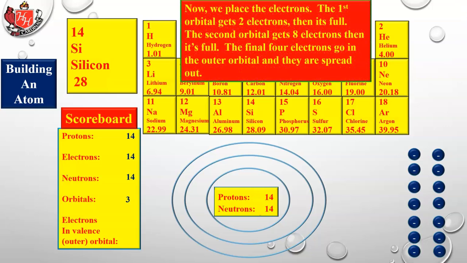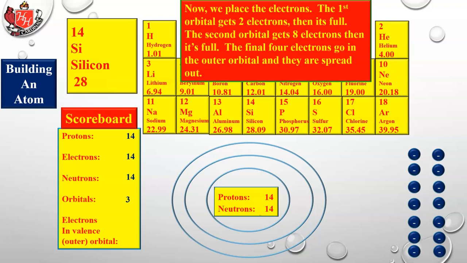Okay, now we place the electrons. The first orbital gets 2 electrons. That's because there's 2 elements in the first row, so it can only hold 2 electrons. That's how you know how many electrons that orbital can hold. The second orbital gets 8 electrons, then it's full. The final 4 electrons go in the outer orbital, and they are spread out.